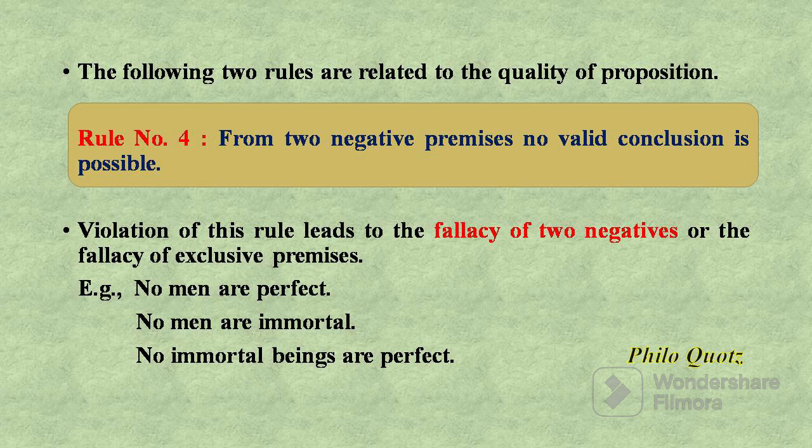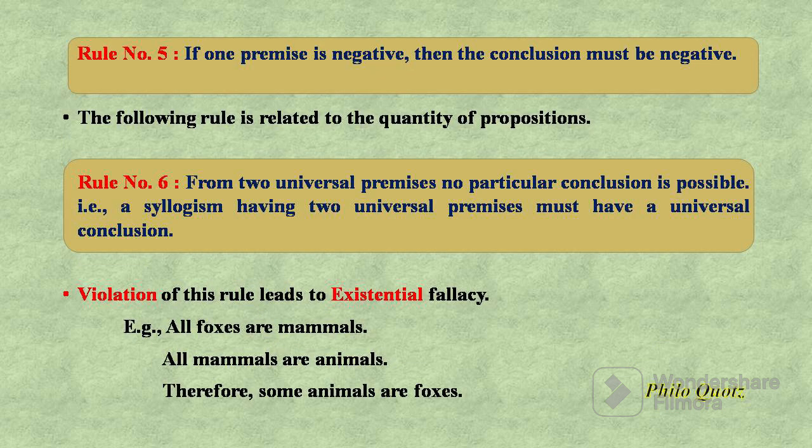Rule number 5: if one premise is negative, then the conclusion must be negative. That is rule number 5. If one of the premises is negative, the conclusion should be negative.